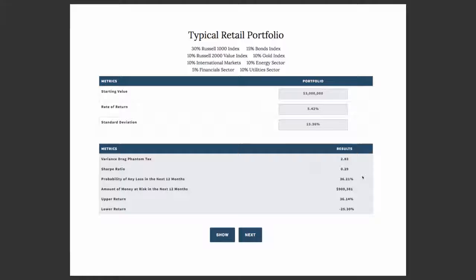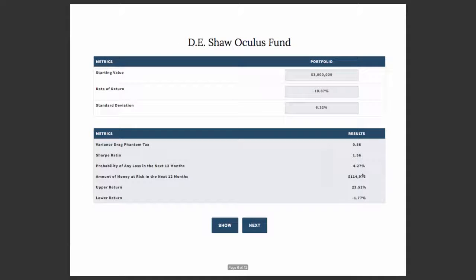Now, here is a typical retail portfolio. And if you're a retail investor, meaning you're an individual investor, this is how that portfolio is broken down: 5.42% rate of return, standard deviation 15. A horrible portfolio. But this is what most people have. That's why it's important for you to have an analysis done.